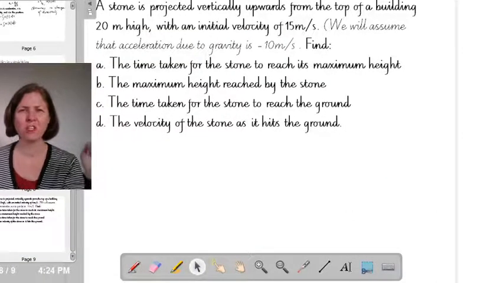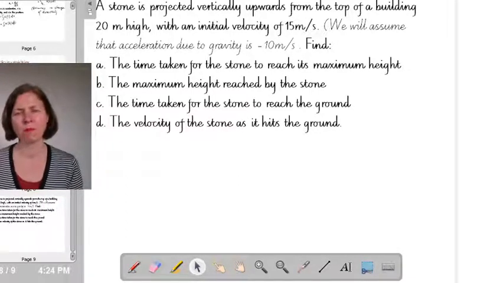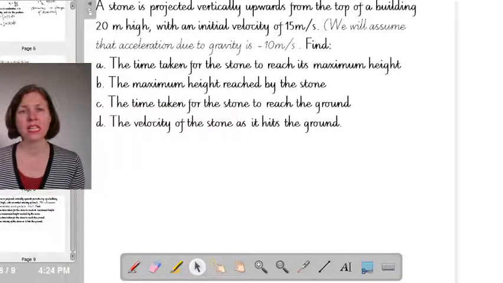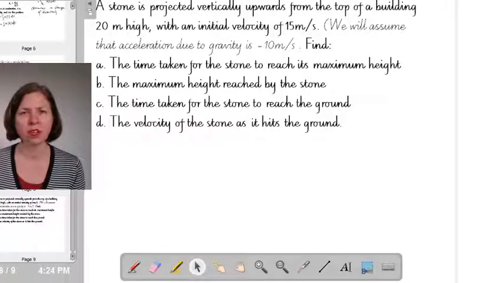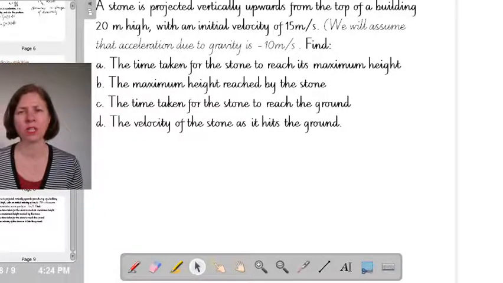So here's our first worked example, and it looks a bit familiar because we've done problems like this before in differentiation, but now we've got some new tools to help us solve these problems. A stone is projected vertically upwards from the top of a building 20 meters high. Don't try this at home, kids. With an initial velocity of 15 meters per second. This example is actually out of your textbooks. It's one of the worked examples, and it's the one I'm going to go through.